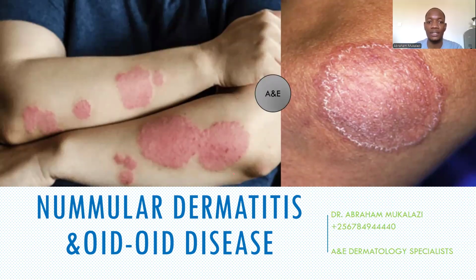Hello, today we can have a look at nummular dermatitis and also its variant, the one we call discoid disease. And as you can see in this picture, we see someone having copper coin-shaped lesions that are a little bit eczematous, erythematous, as well as a little bit scaly. So this is how nummular dermatitis will look.